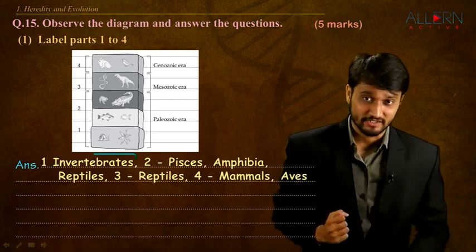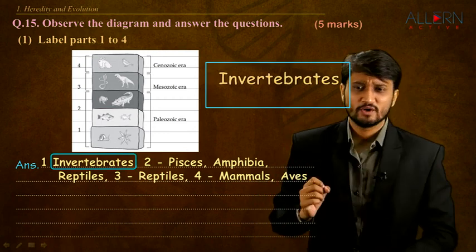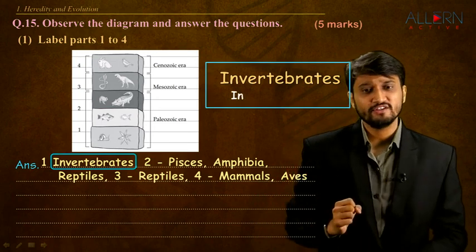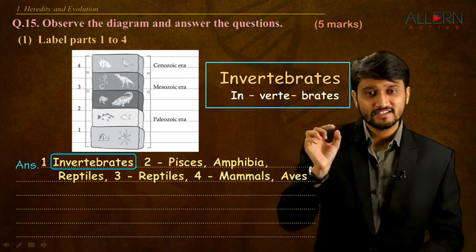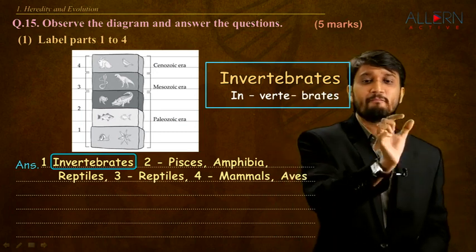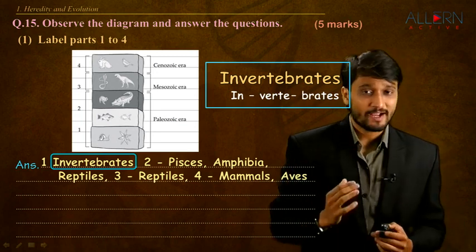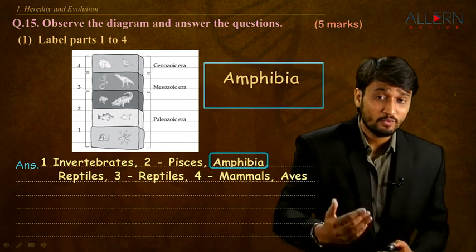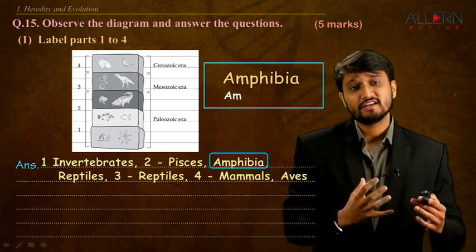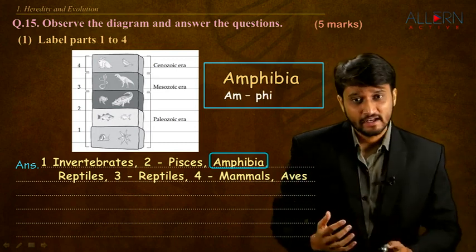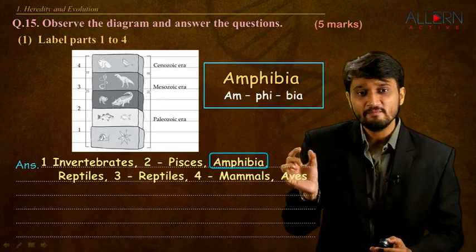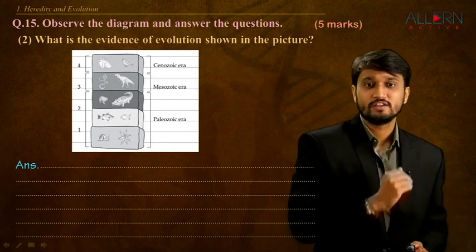Aves are birds, right? So this word over here might be complicated for a few of us. So we will split it into 3 parts. Invertebrates, right? So invertebrates, creatures that do not have a backbone. Alright, another word, amphibia, right? Creatures that live both in water as well as on land, right? We can split it as amphibia into 3 parts.